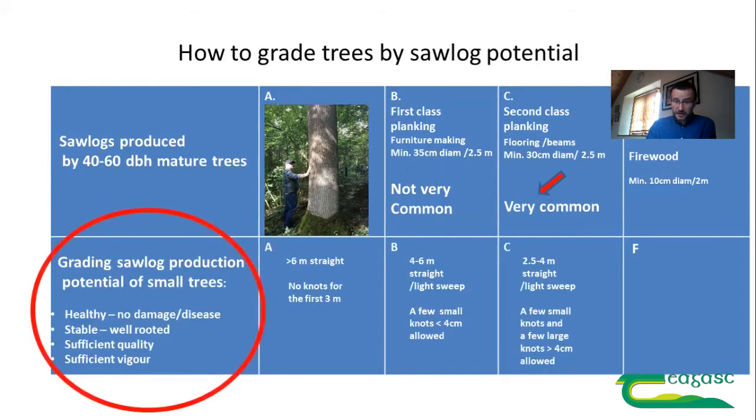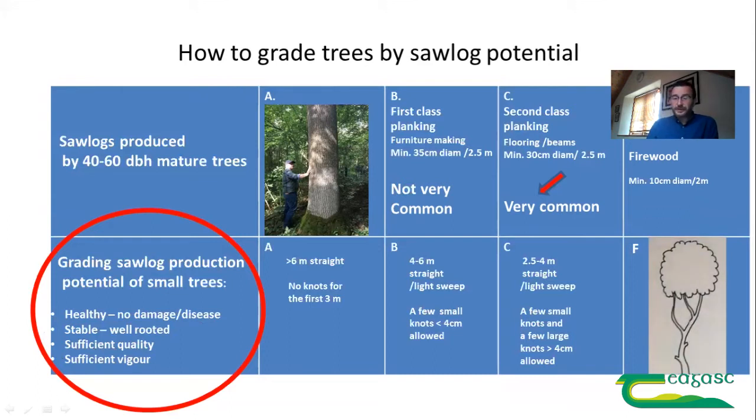Where we are now is here. What we're trying to do with our plantations within the continuous cover forestry development roadmap is to grade the potential of our trees, our best trees, to match those sawlog grades. So in order to select our trees, we need to see a number of prerequisites. Healthy trees need to be selected with no damage or disease, stable and well-rooted, and showing sufficient quality, and also importantly sufficient vigour, which we'll discuss in the next few slides.